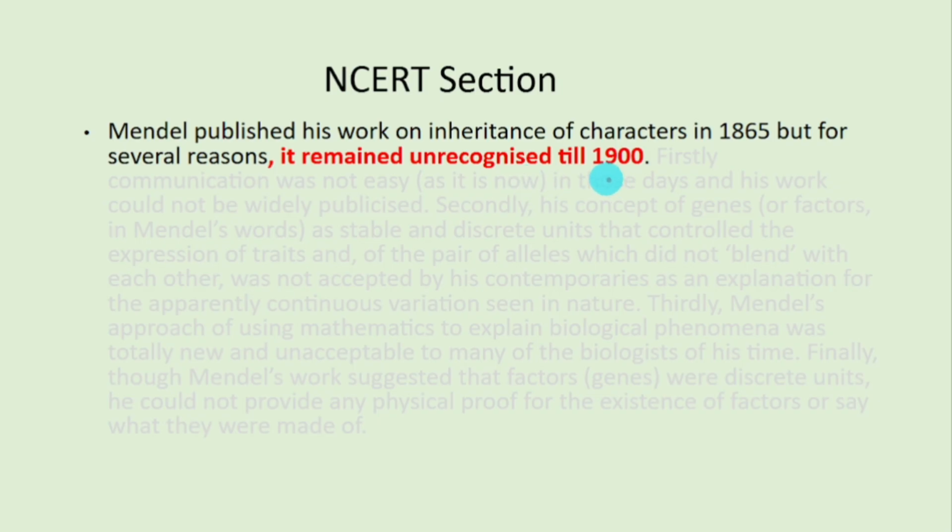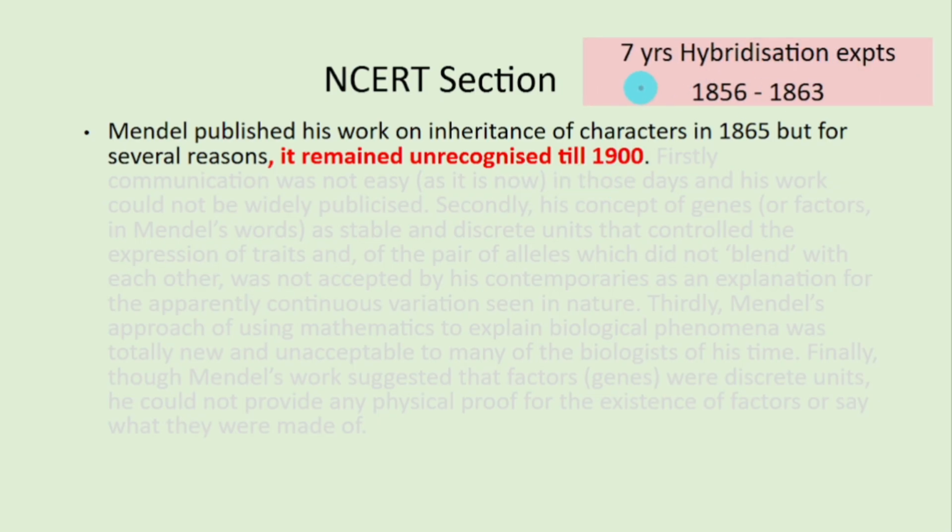So see, Mendel worked on hybridization experiments for 7 years, from 1856 to 1863. Okay, and then he compiled his data, analyzed them, and published in 1865. But despite all this hard work, his work remained unrecognized till 1900. So one by one, we will try to understand the reasons why his work remained unrecognized.